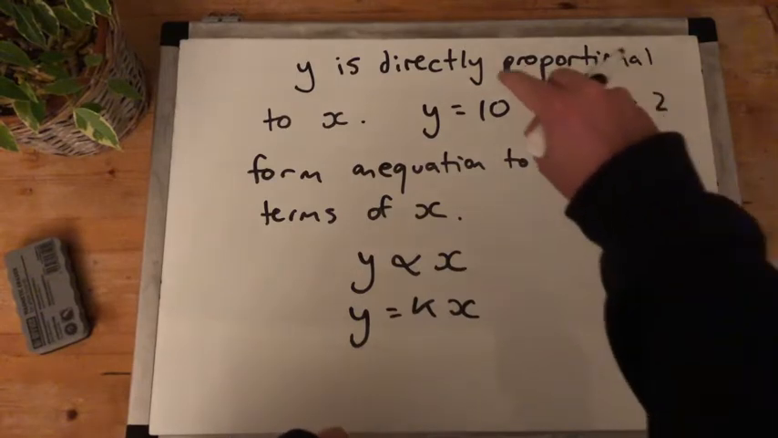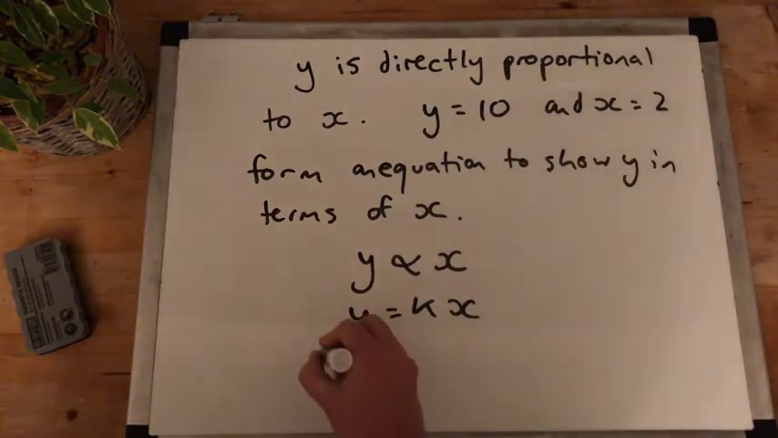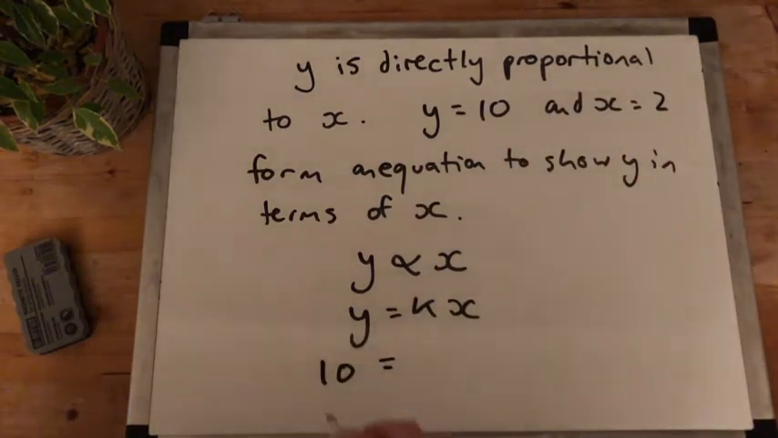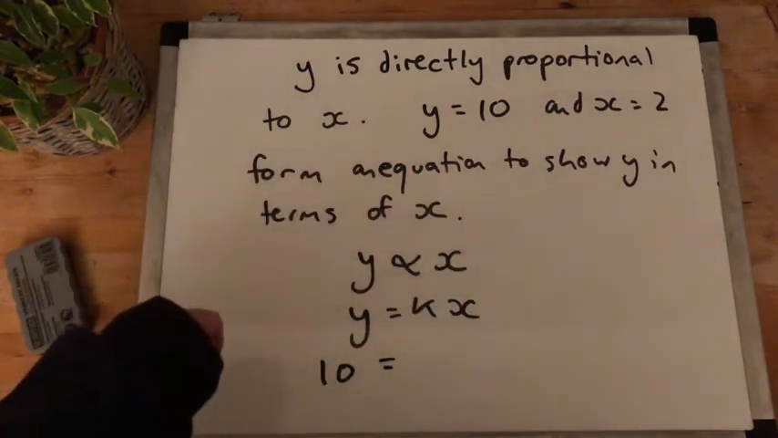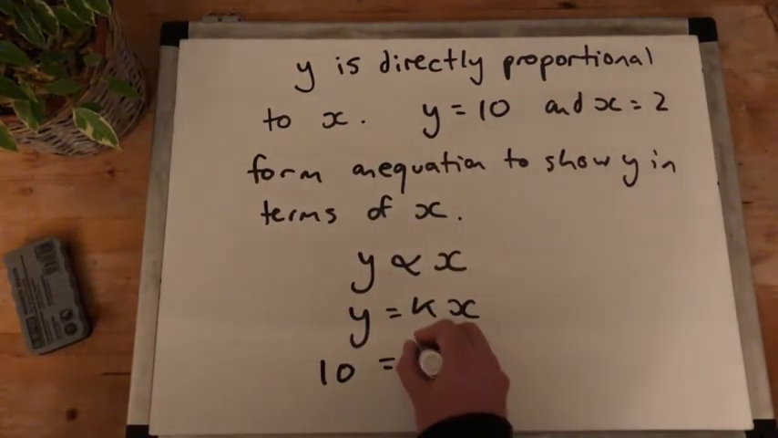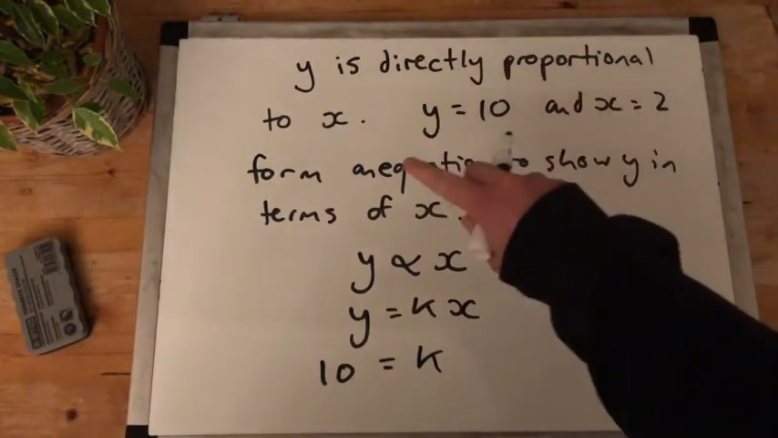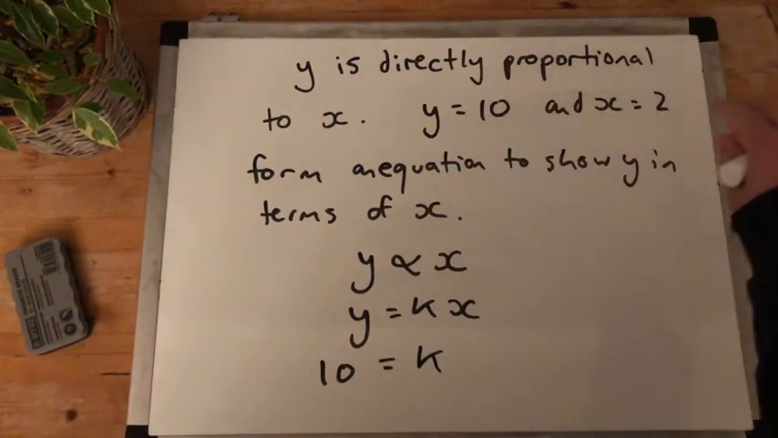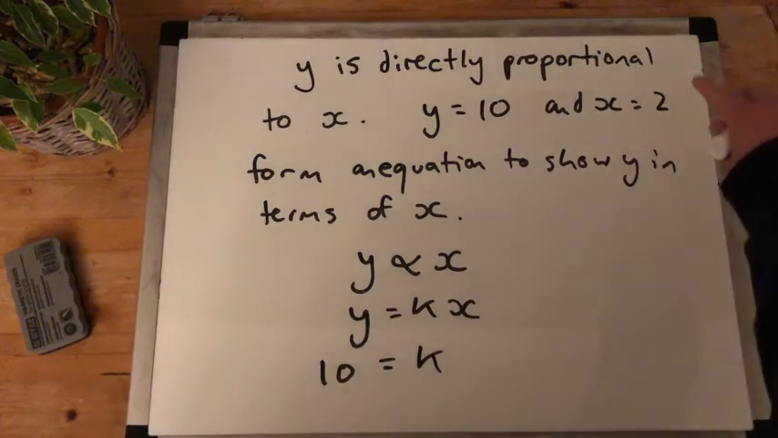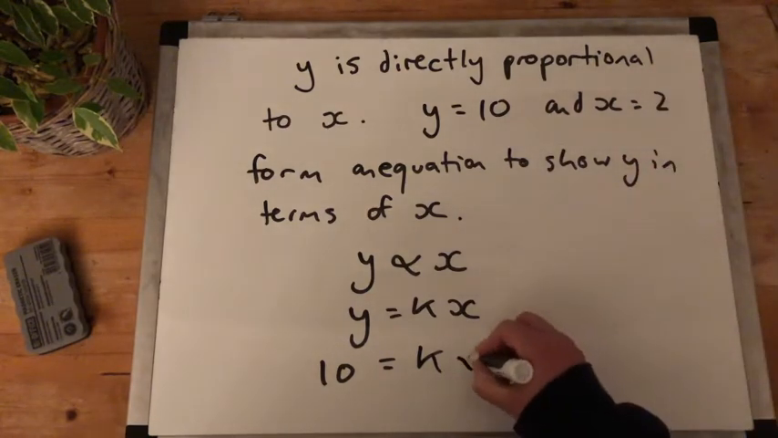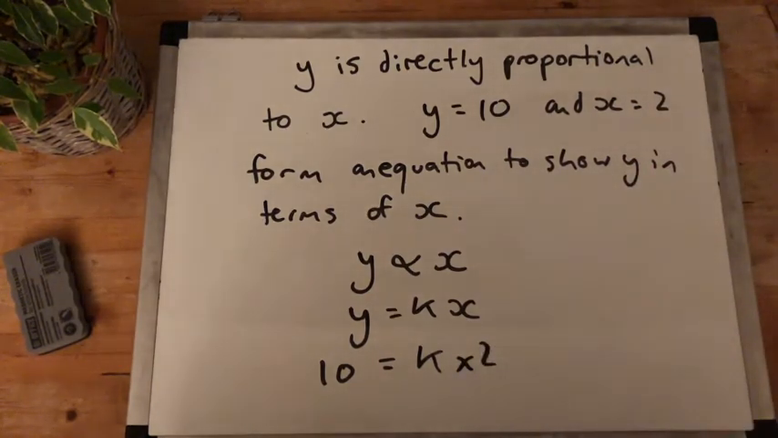Instead of writing y, 10. Equals, does it say k equals anything? No, I can't see it, so we'll keep k as k. And what does it say x is? Y is directly proportional to x, y equals 10, x equals 2. So instead of writing out x is the same as 2, k times 2. So now we know k times 2 equals 10.